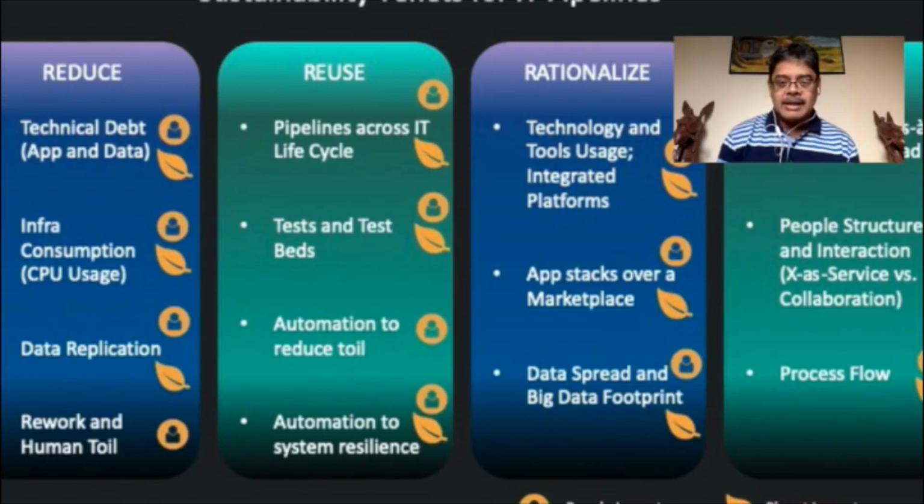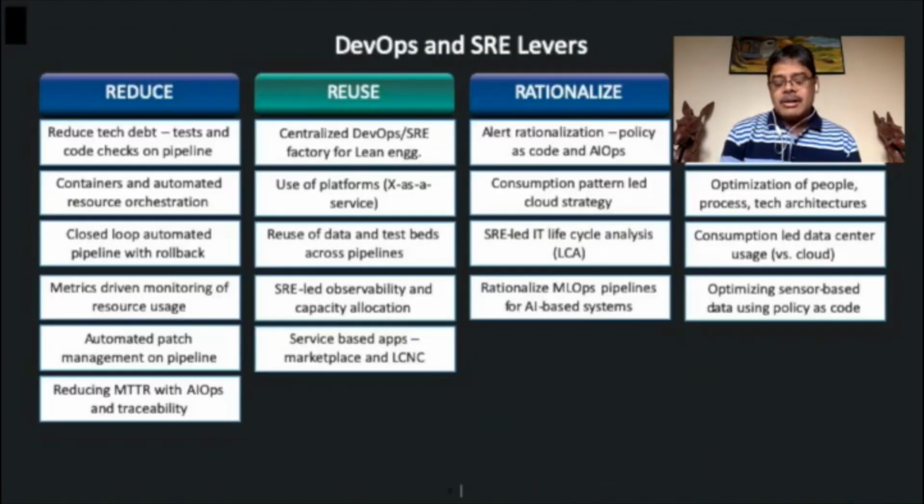Now, while we look at getting into a depth of what we do across all these four different tenets, if you look at the DevOps and SRE levers, we are essentially under reduction. What do we reduce? We reduce technical debt. We put in a lot of tests and code checks on the pipeline itself so that you have a lot of things taken care of on your pipeline earlier, the better.